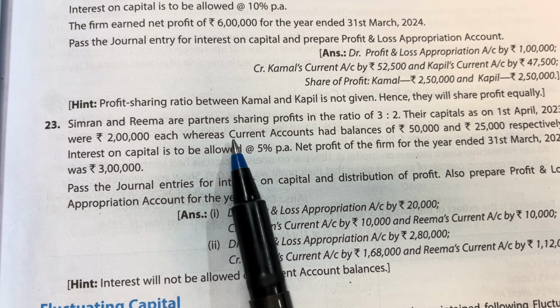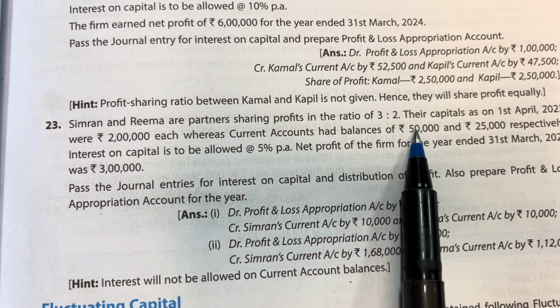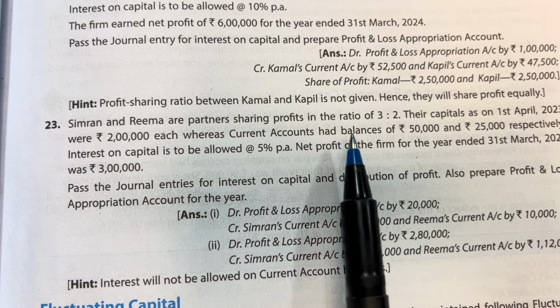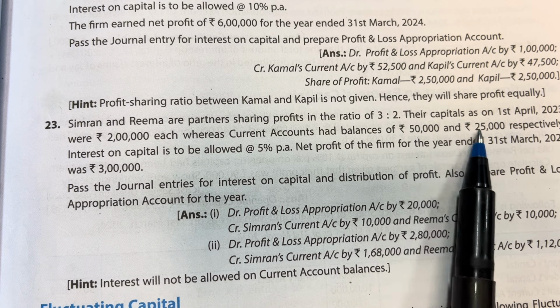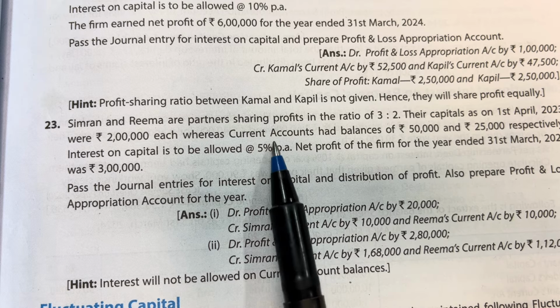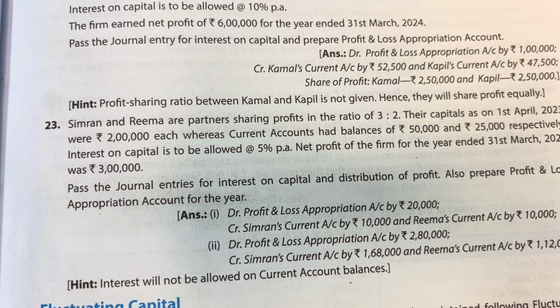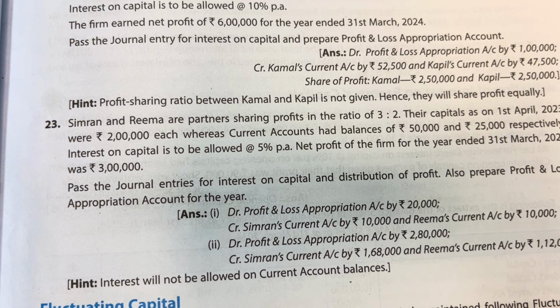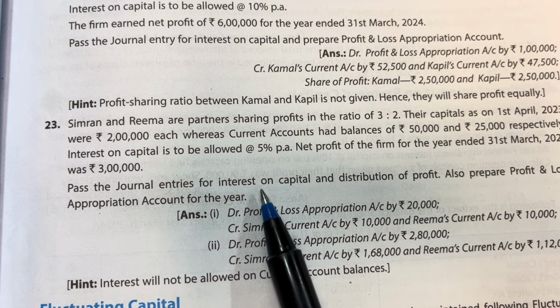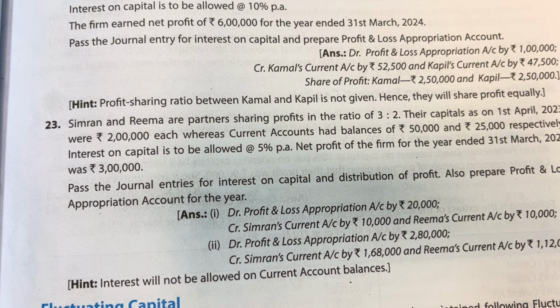Now this amount given over here, the current account balances of 50,000 and 25,000, do not get confused with these two amounts. They have nothing to do with the sum. It is not relevant to the sum. We'll just ignore this. Okay, let's begin with working notes. We first got to work out our interest on capital. Let's find out our interest on capital first.